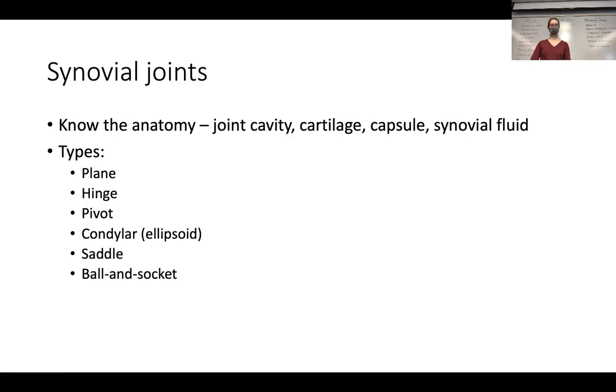And finally, with synovial joints, you want to know those 6 different categories. We talked about these in lecture: plane, hinge, pivot, ellipsoid, saddle, ball and socket. They give some examples on page 112 at the bottom of each of those. I put 2 synovial joints on here for your own knowledge. You don't have to do this, but think about what category those might fall into.